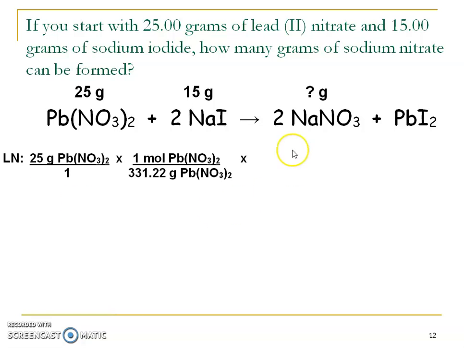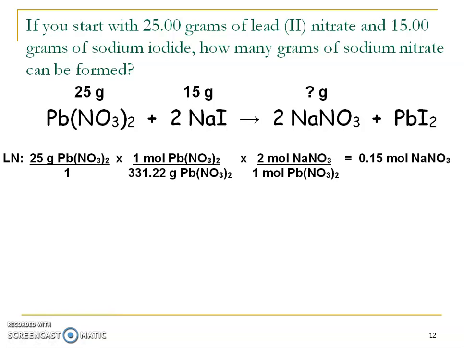Now we're going to multiply it by our mole ratio because we're going to go from moles of lead nitrate to moles of sodium nitrate, and we get a 2:1 ratio. Again, pause, make sure you can do the mathematics here. I get that as an answer.